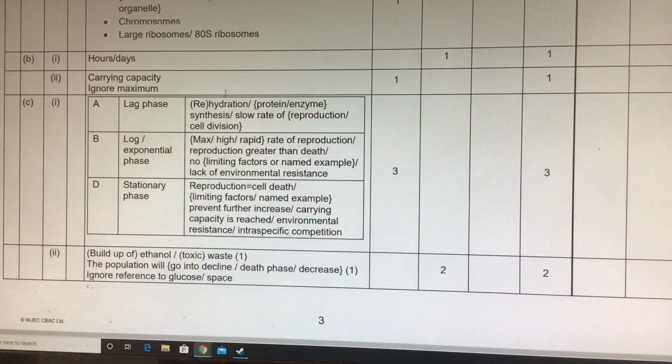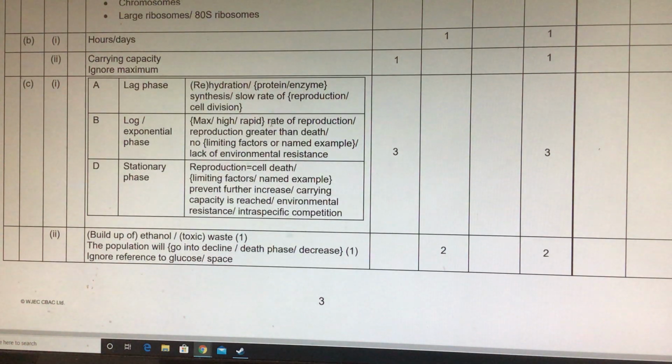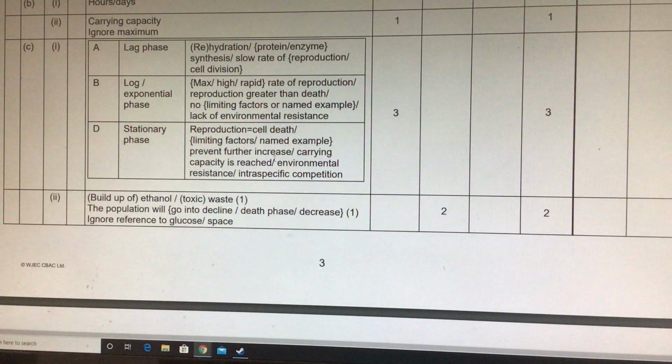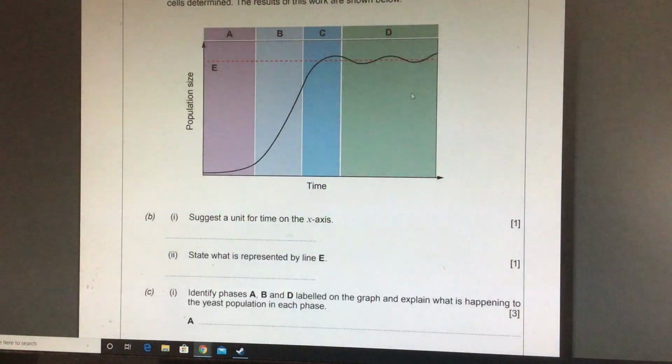So as a mark scheme, it looks like this. Initially, rehydration or synthesis of proteins, enzymes, no or slow rate of reproduction. That one was done much better, with a higher rate of reproduction than the death rate. And the third one, to say that those factors are balanced. So we've got no further increase. It's increased, but now there's no further increase.